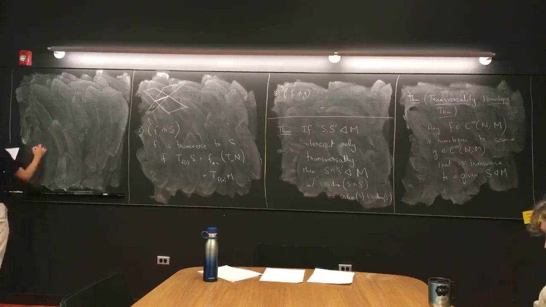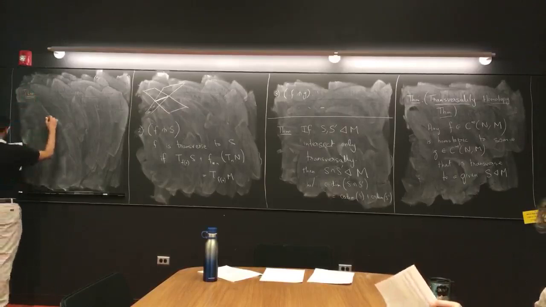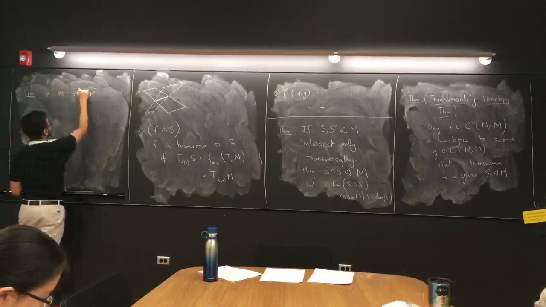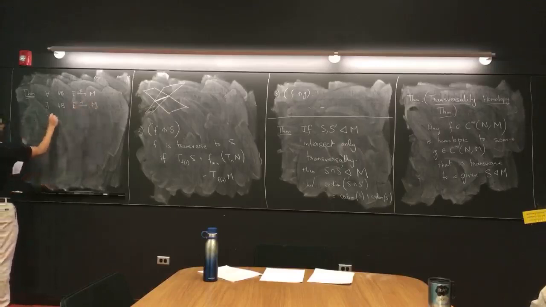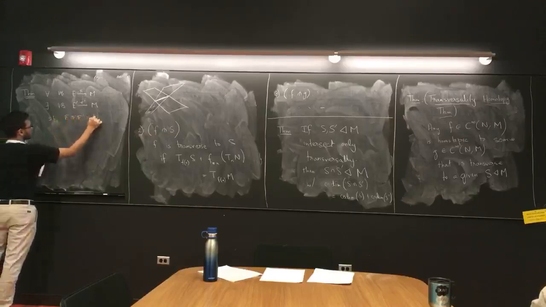All right, so now we have an important theorem. For every vector bundle E over some manifold M with projection pi, there exists a vector bundle E prime with projection pi prime over the same base manifold, such that the direct sum, the Whitney sum of E and E prime is trivial. Is a trivial bundle.